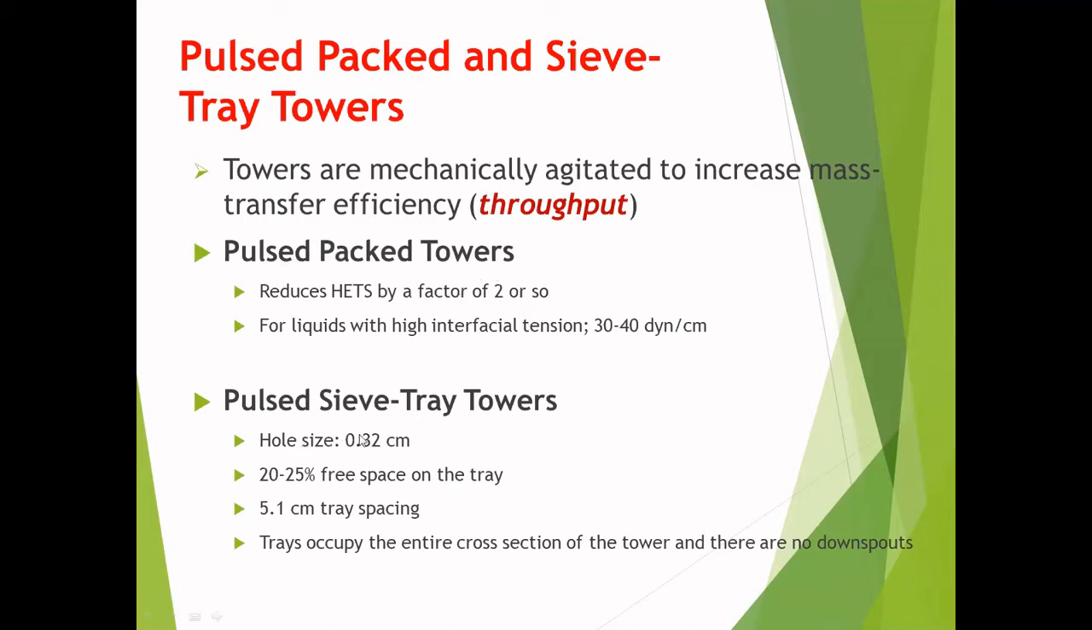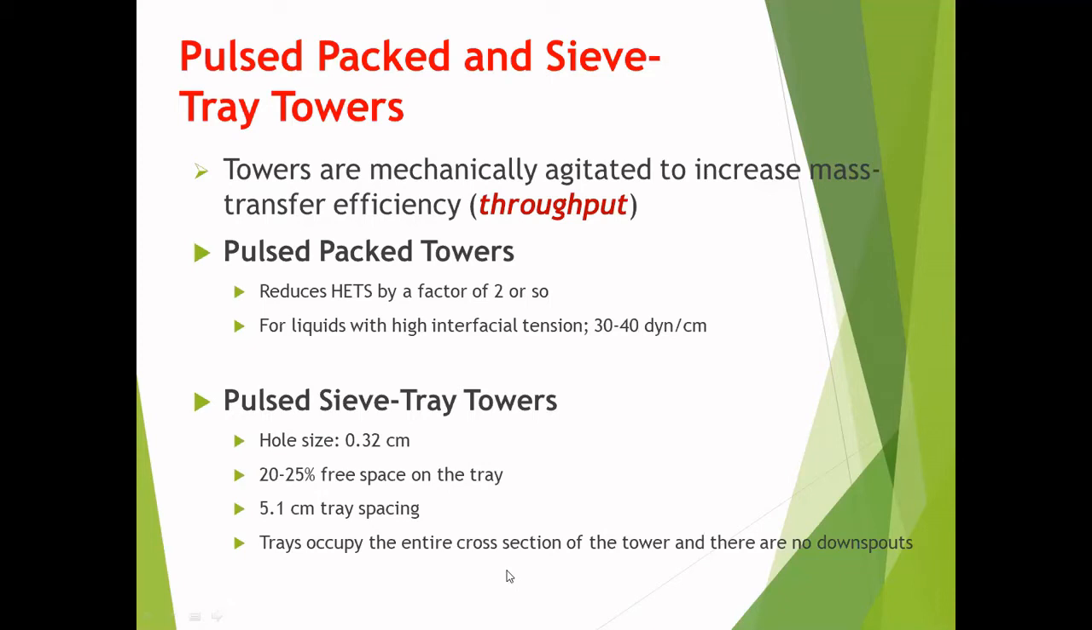Now, what about pulsed sieve tray towers? The hole size for this particular tower is 0.32 centimeter. The total free space is 20 to 25% of the entire space of the tray. And the tray spacing, the space of one tray above or below another, should be 5.1 centimeter. Now, the tray occupies the entire cross-section of the tower and there are no downspouts.